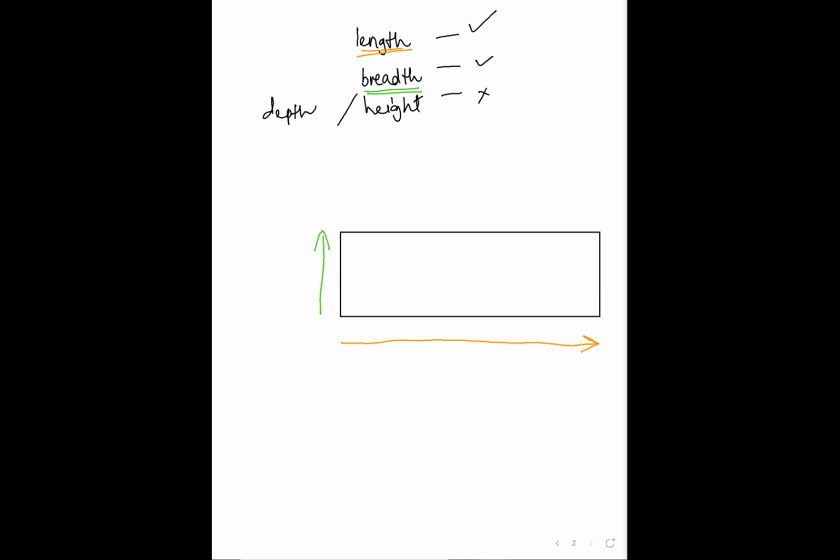I brought the lunchbox. You got it? Okay. Take a look at the rectangle on the screen and take a look at your lunchbox. Do you find any differences in these two things? Yeah. What are the differences?